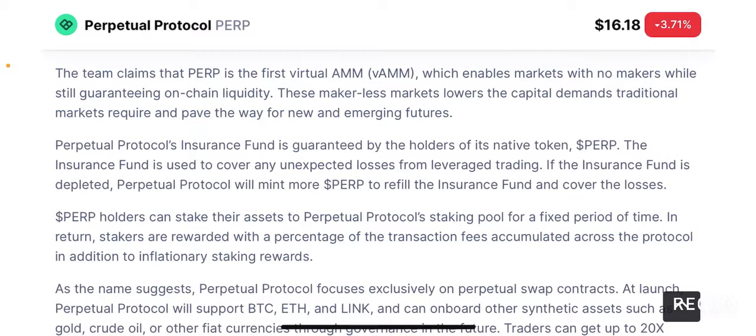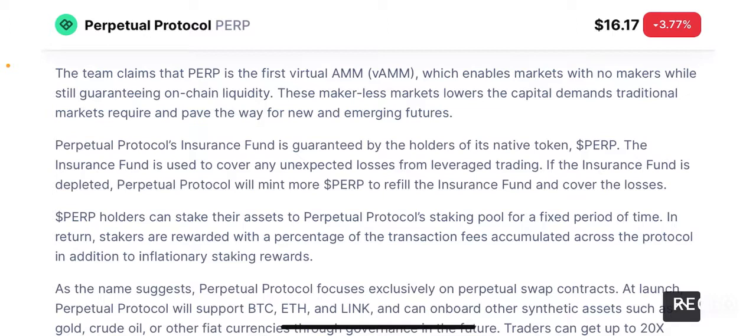So that's a very unique system that they've used, because they don't rely on market makers to create the market. Without market makers, you may think, how can they have proper on-chain liquidity? But they do use the virtual AMM method to have on-chain liquidity without any market makers. So that's a pretty cool thing from their end.